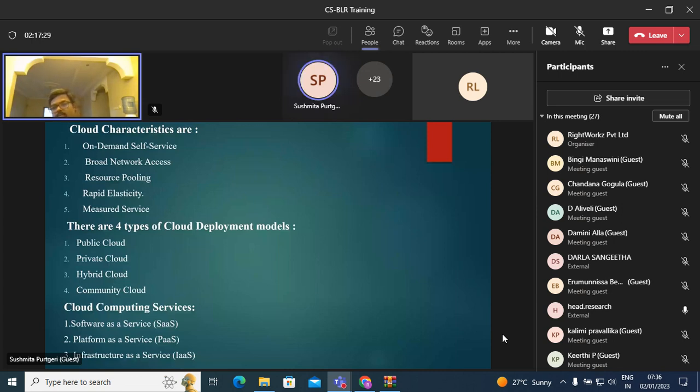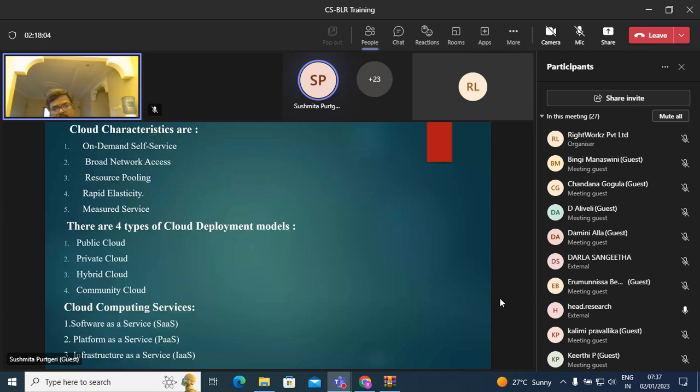And next is hybrid cloud. Hybrid cloud is a composition of two or more clouds, like private, public or community clouds are included in this. Examples are MS Azure, Salesforce and IBM Google. Next one is community cloud. Community cloud is also known as an external cloud and a shared infrastructure for a specific community. Examples of community cloud are health cloud, e-governance cloud and social networks.